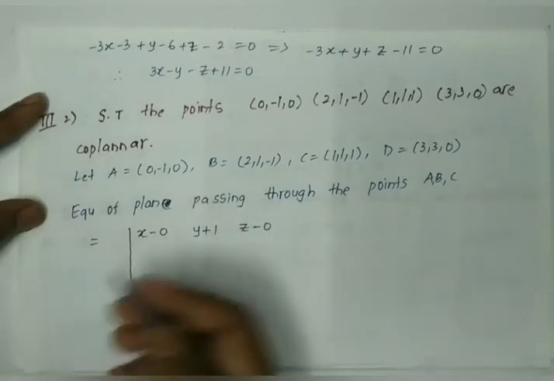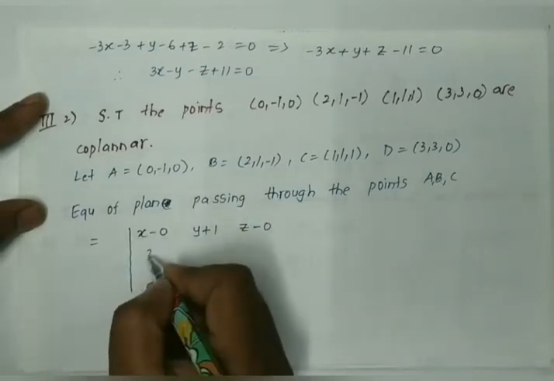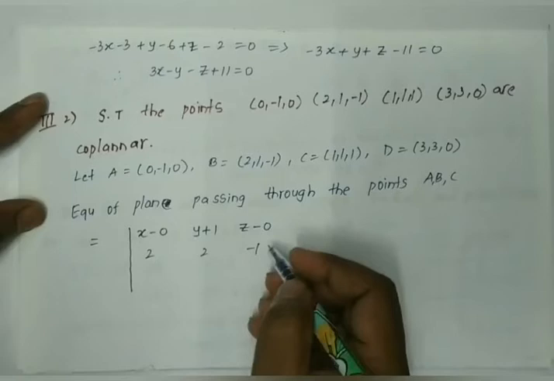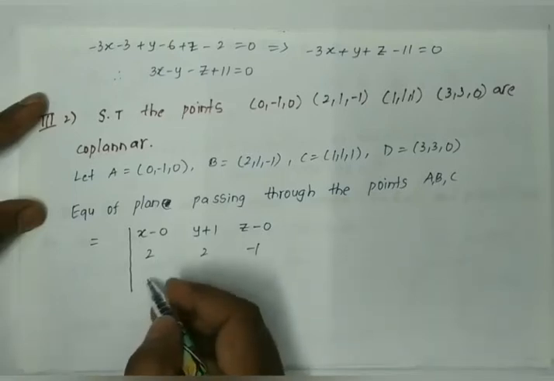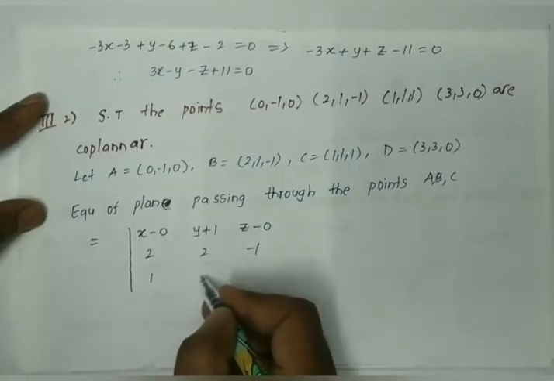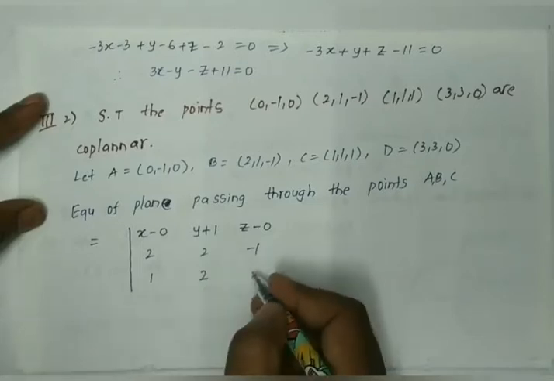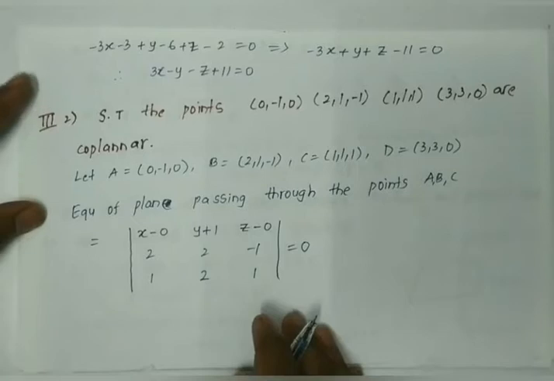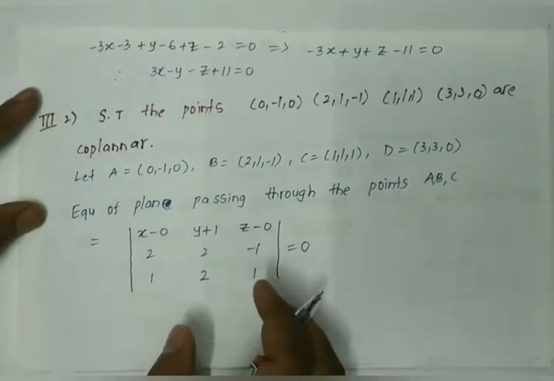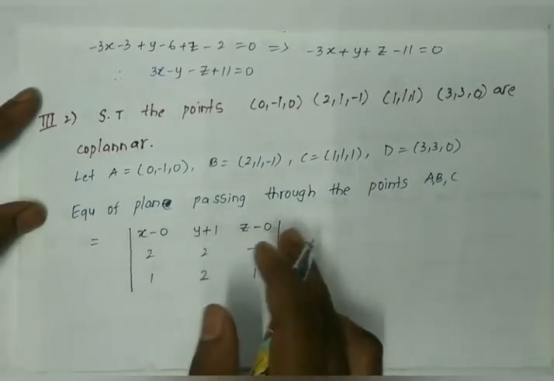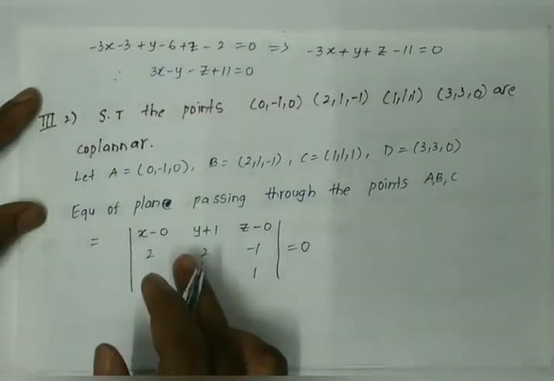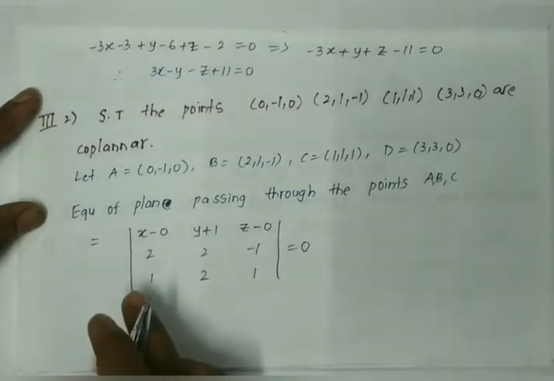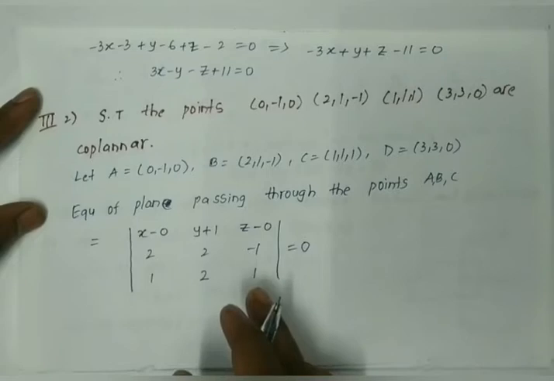Next x2 minus x1, y2 minus y1, z2 minus z1, which is 2, 2, minus 1. Next x3 minus x1, which is 1, y3 minus y1, which is 2, z3 minus z1, which is 1. The determinant is equal to 0. So you just have to use the formula: x minus x1, y minus y1, z minus z1, x2 minus x1, y2 minus y1, z2 minus z1, x3 minus x1, y3 minus y1, z3 minus z1.